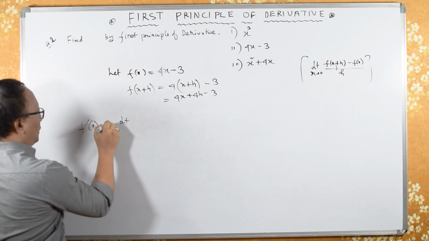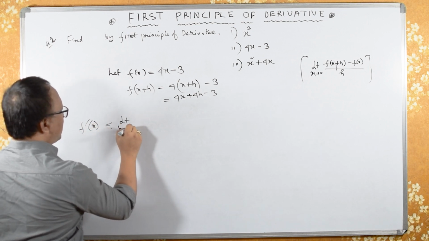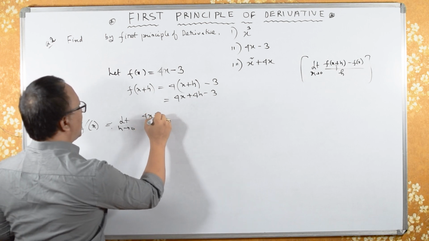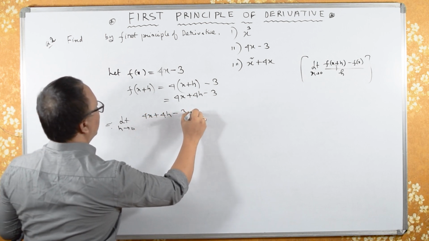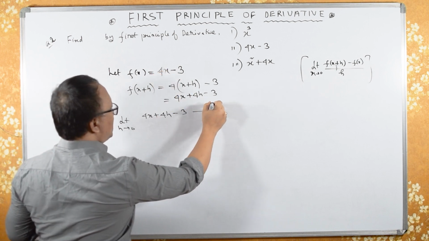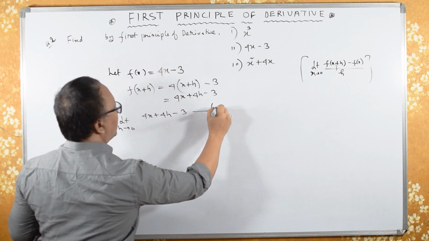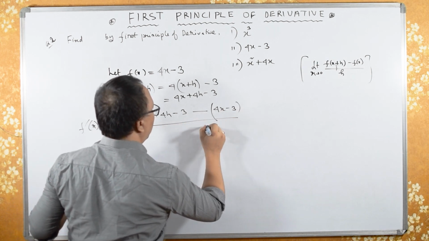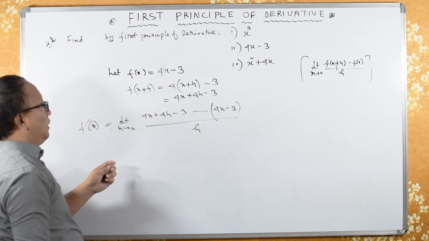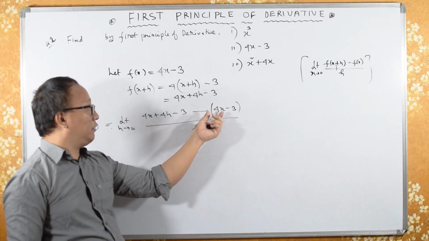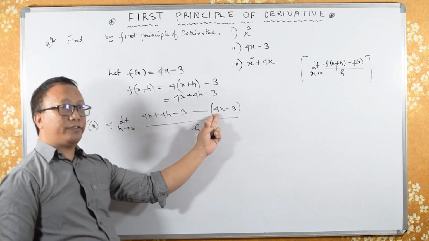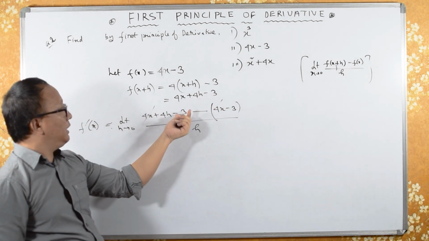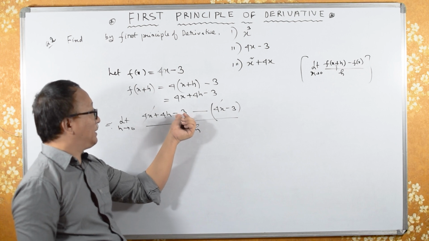By this formula, limit of f dash x equals limit of h tends to 0, f(x plus h) minus f(x) upon h. Here we have 4x plus 4h minus 3 minus, since minus is there, keep bracket (4x minus 3) upon h. Now if I open the bracket, this 4x and this minus 4x will get cancelled, and here we'll have plus 3.